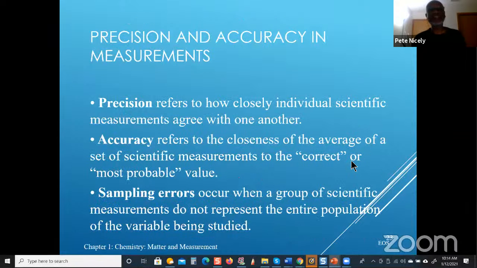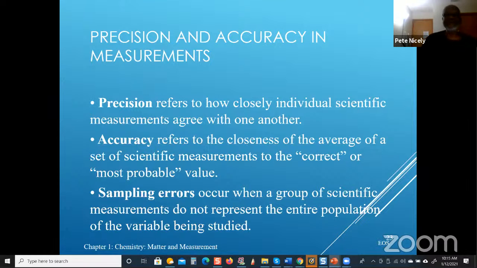Now, let's talk about the difference between precision and accuracy when it comes to measured values. By the way, people use these terms in everyday language as if they mean the same thing, but they're two different things, even though they might be related to each other. So, precision. What is precision? Well, precision is referring to how closely individual scientific measurements agree with each other.